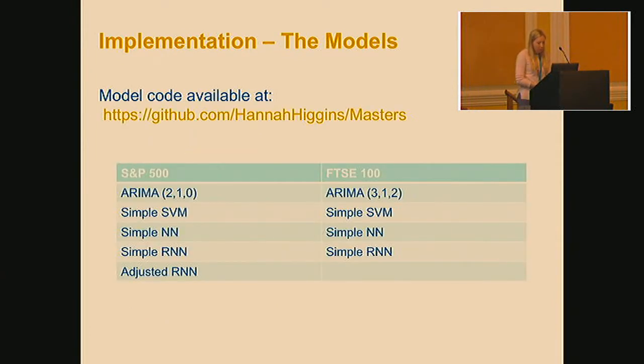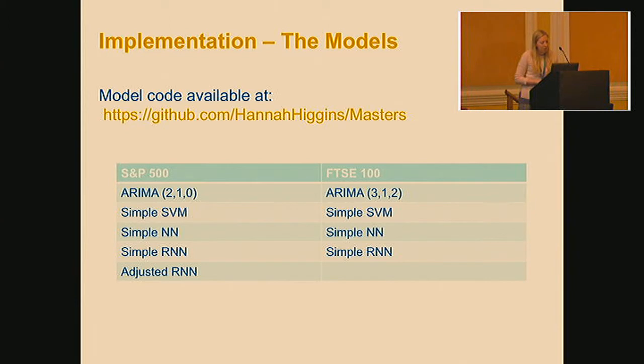So then the models. My code's available on my GitHub page, and this is the bit that I've left out to keep this talk within the 25 minutes. Through a process of fitting models and comparing their goodness of fit, these are the models that I selected for comparison. I selected for the S&P 500 an ARIMA 210, which is an ARIMA model with two autoregressive components, one order of differencing, and it actually turned out that I ended up with no MA components, which was a bit odd, but comparing criteria, that was the best model that I got.